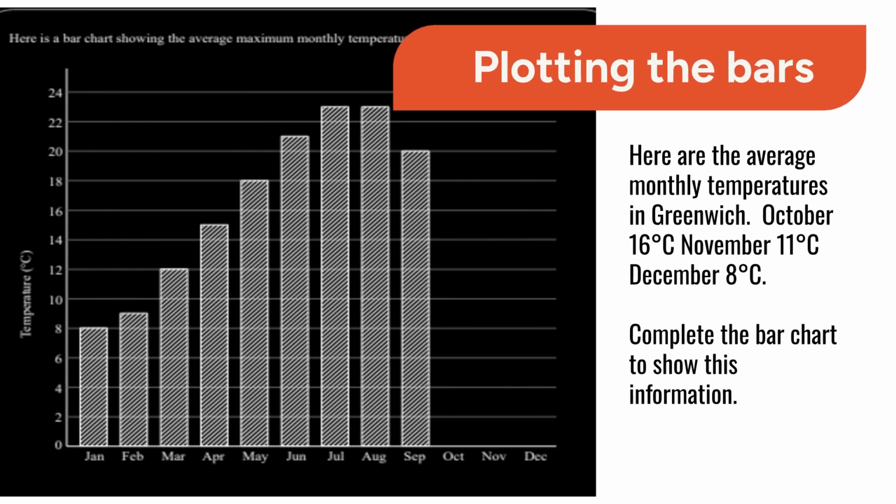Here is a bar chart showing the maximum monthly temperatures in Greenwich. The average monthly temperature was 16 in October, 11 in November, and 8 in December. How would we complete the bar chart?